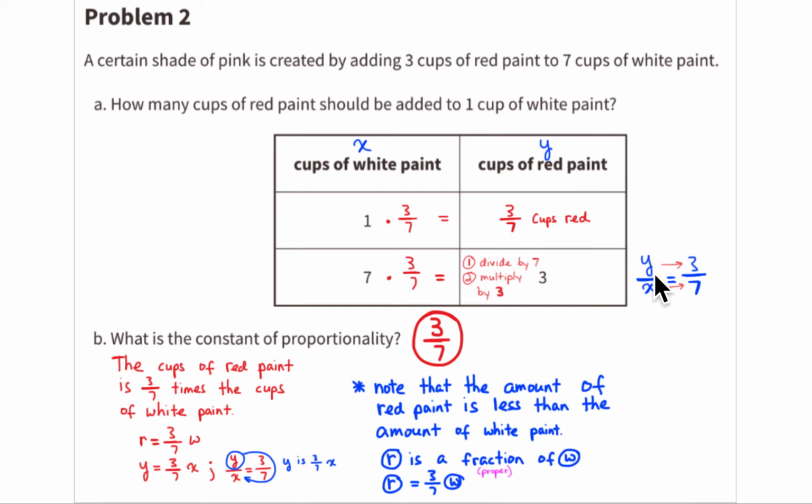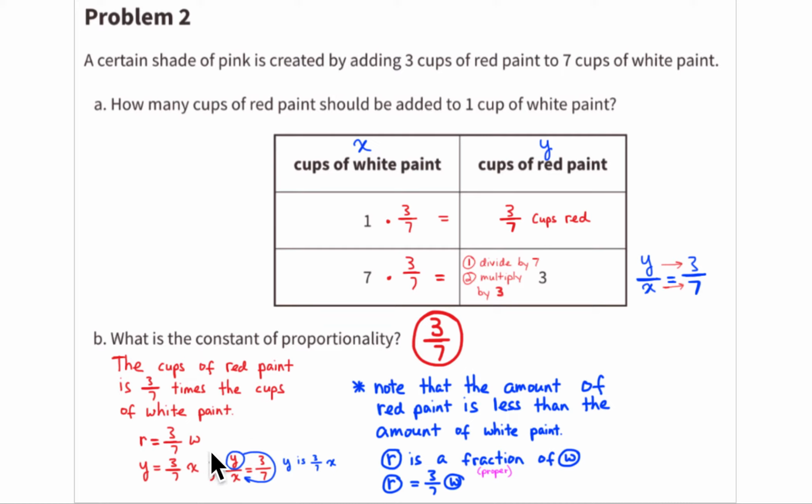So y over x, the constant of proportionality, is going to be this y value divided by the x value. That's equal to 3 divided by 7. So y times 3/7 equals 3/7 cups of red paint to make the proper shade of pink paint. So the cups of red paint is 3/7 times the cups of white paint. So you use fewer cups of red paint to make the shade of pink.